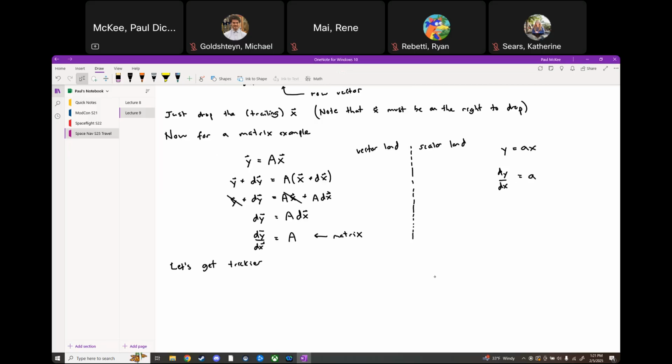And after these three examples, we'll actually have most of the tools that we need to kind of survive and thrive in this class. And we'll do some more concrete examples. So here we have vector land, scalar land. Okay, now we're going to say y, we're back to a scalar.